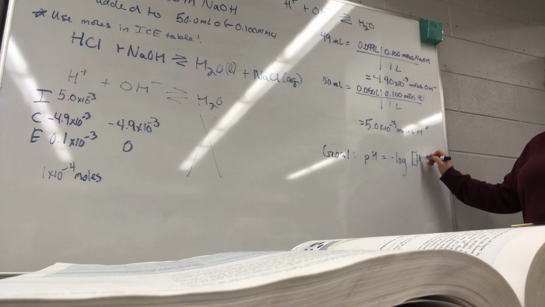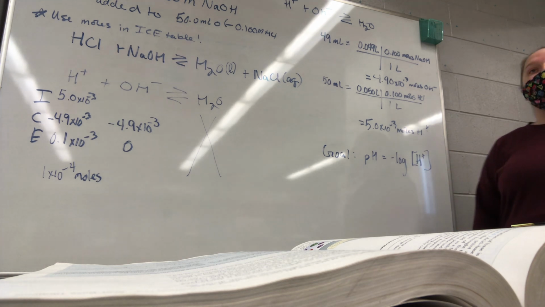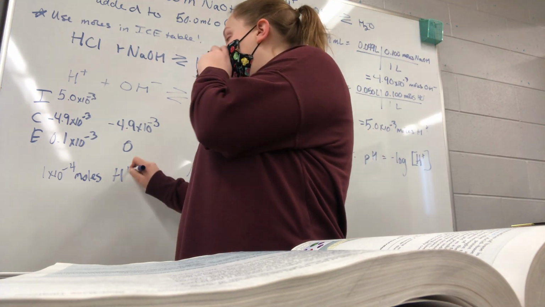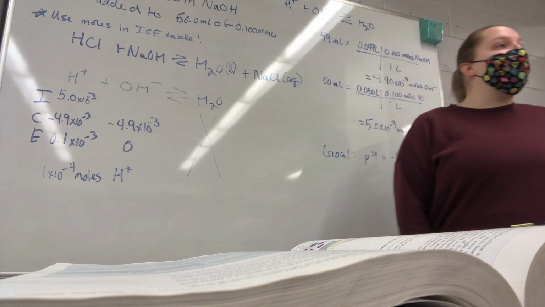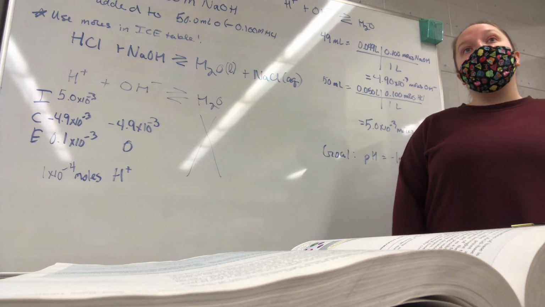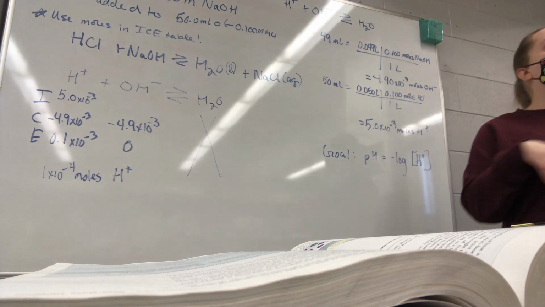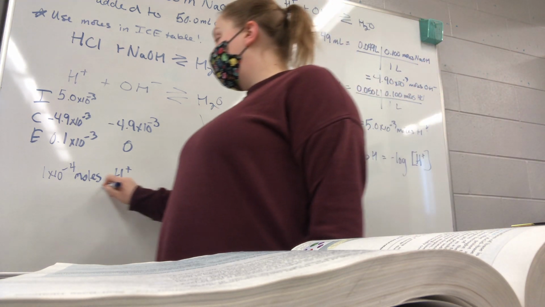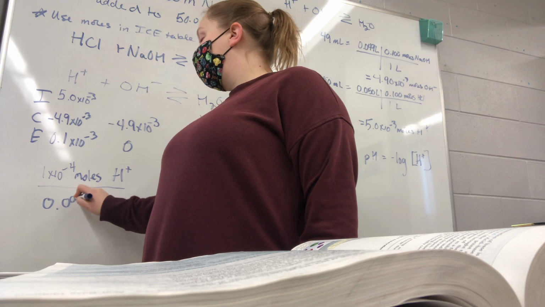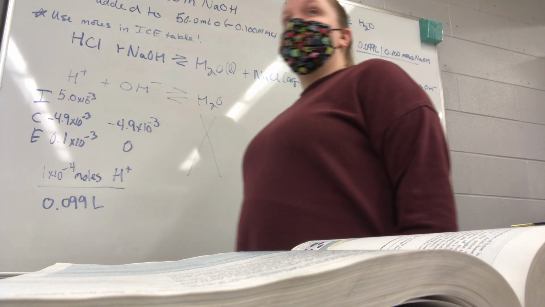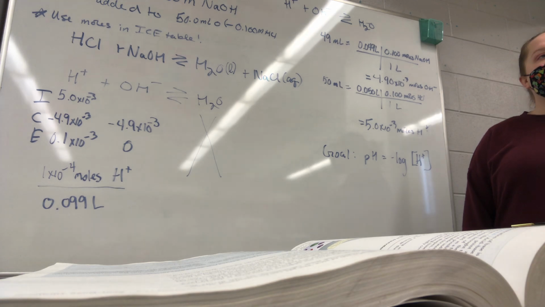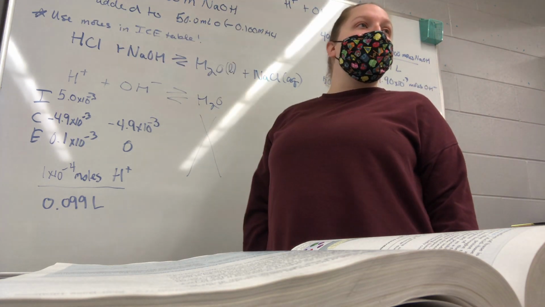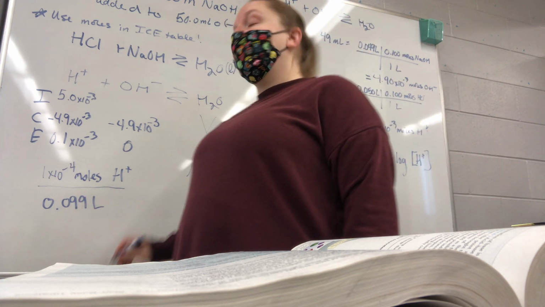We need a concentration of H+, right? Concentrations are in moles per liter. So now I have a number of moles, but I need a concentration, right? So at equilibrium, what's the total volume of the solution? Where'd I get that number from? 49 plus 50 makes 99 milliliters. Divide by 1,000 gets you 0.099.